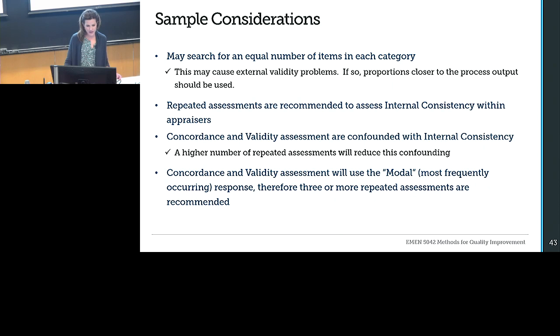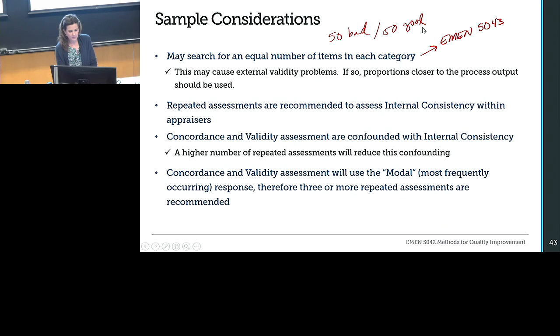Okay, so you may search for an equal number of items in each category. So just remember this for EMEN 5043. It kind of helps us to pick up differences for the scale and item use differences and what's going on with the process. It could cause some external validity problems, though. So this is kind of good if you want to do equal, like 50 bad, 50 good, something like that. But that doesn't really relate back to what's actually happening in your process necessarily.